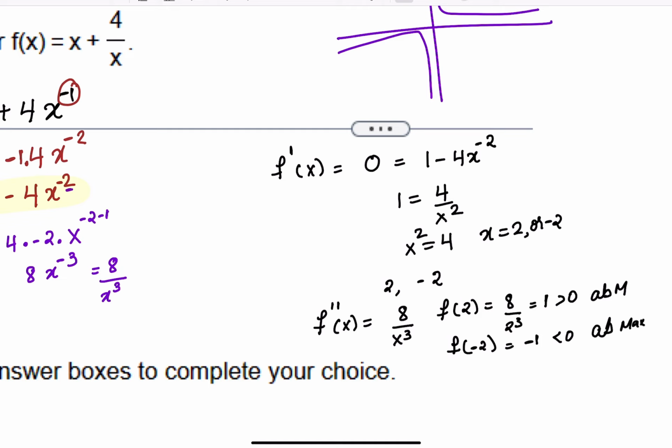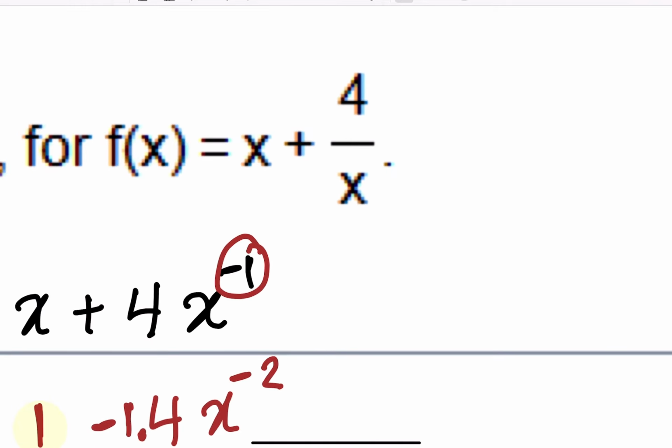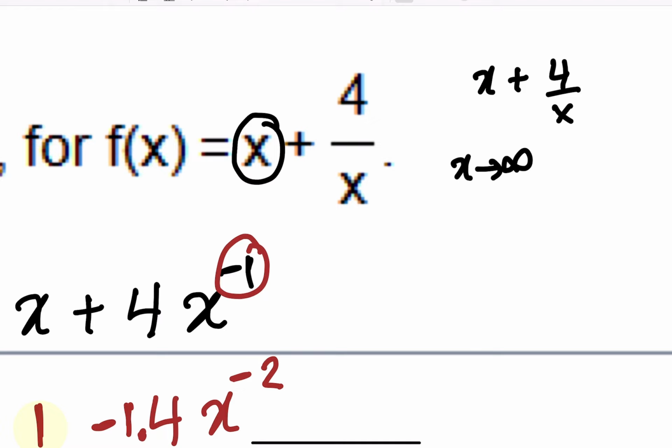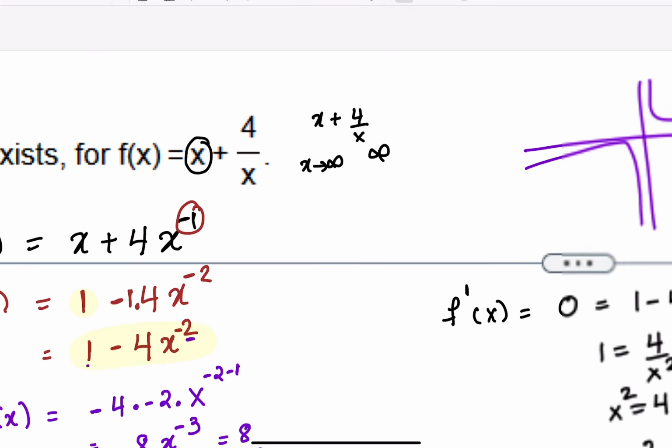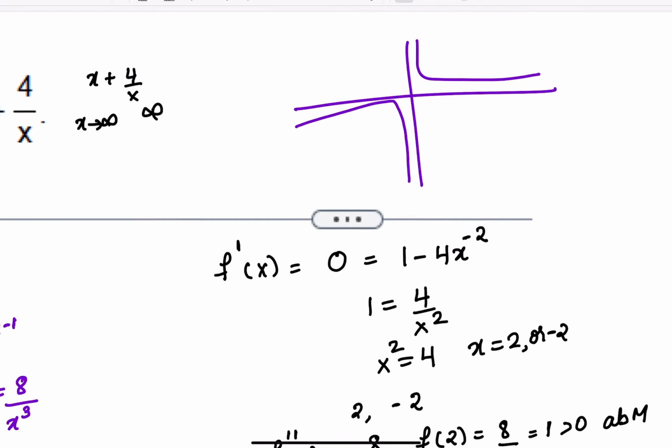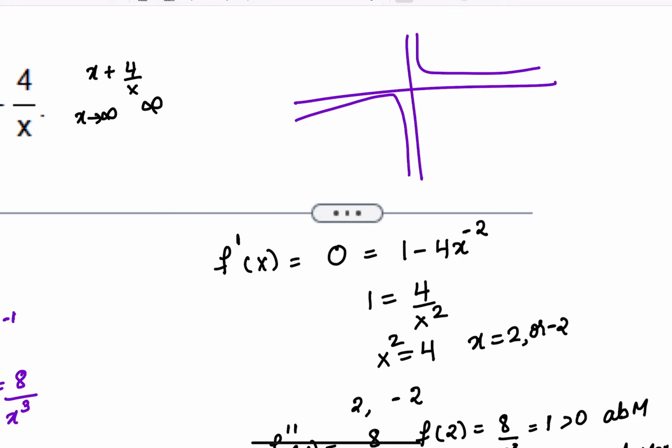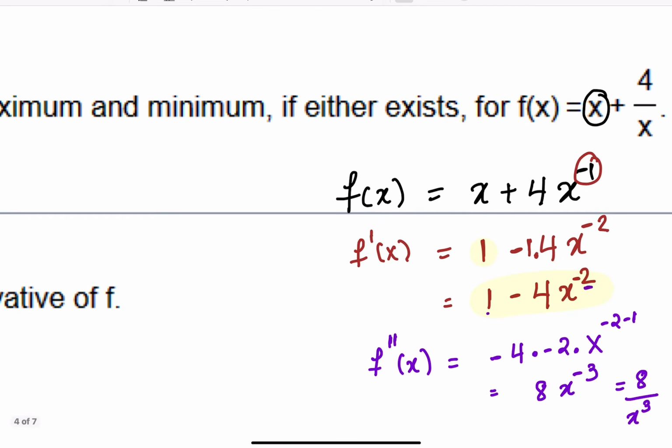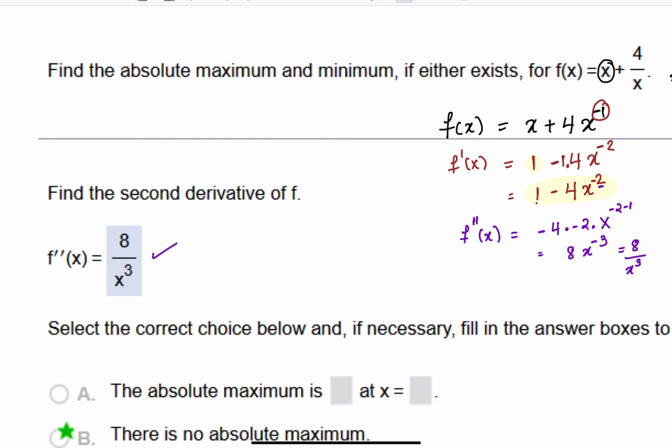But keep in mind, this is a rational function. When x goes to infinity, so x plus 4 over x, when x goes to infinity, this whole function goes to infinity, just like in the graph. So it's always good to start with your graph. And again, here, they did not specify any interval. So they said, hey, just give me the absolute maximum or minimum.